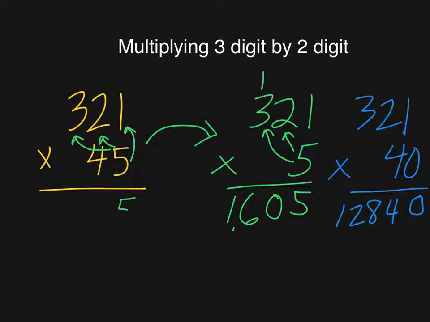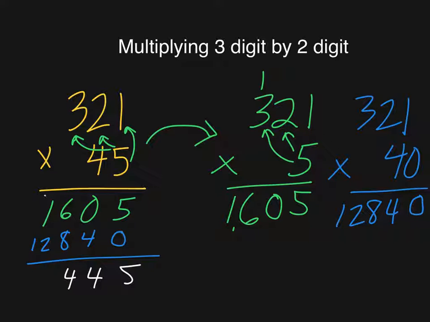So I can just go ahead and insert it over. And then when I do the 40, I can write my answer in there. We finish this up by adding it, and we do 5, 4, 14, carry the 1, and we get 14,445.